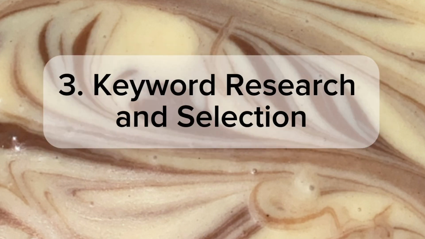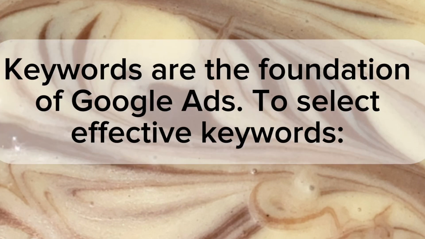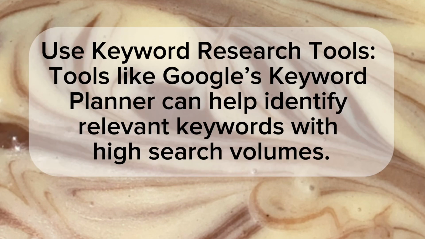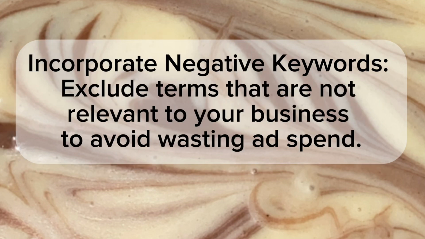3. Keyword research and selection. Keywords are the foundation of Google Ads. To select effective keywords, use keyword research tools. Tools like Google's Keyword Planner can help identify relevant keywords with high search volumes. Focus on long-tail keywords. These are more specific phrases that often have lower competition and higher conversion rates. Incorporate negative keywords. Exclude terms that are not relevant to your business to avoid wasting ad spend.